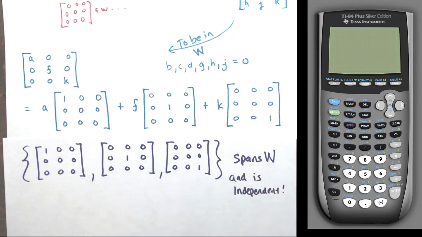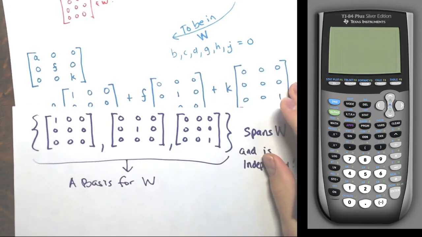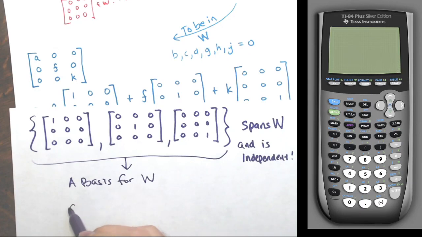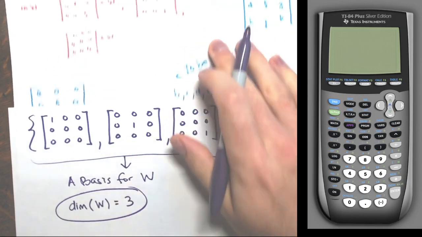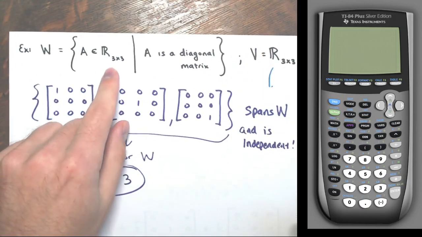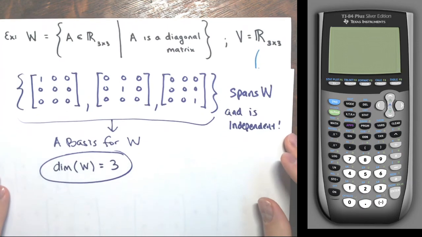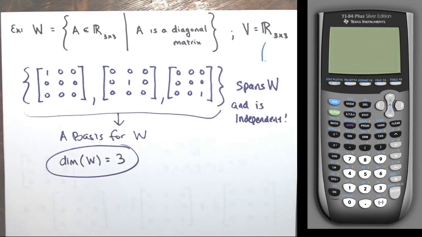All right, again, you can more formally put that out. So this set here is a basis for W. All right, this set with these three vectors, these three matrices. So the dimension of W is 3. Right, it's a 3. So the set of 3 by 3 diagonal matrices is a 3-dimensional vector space.